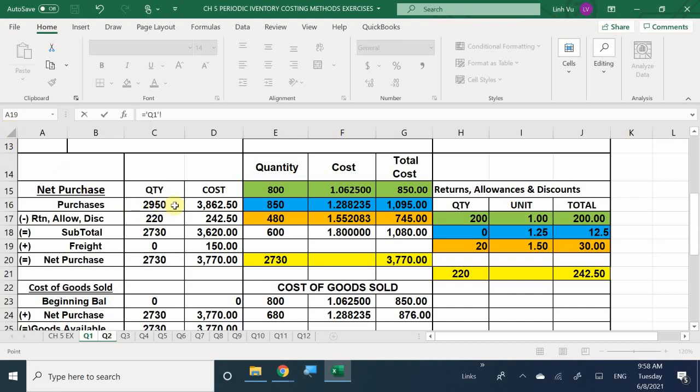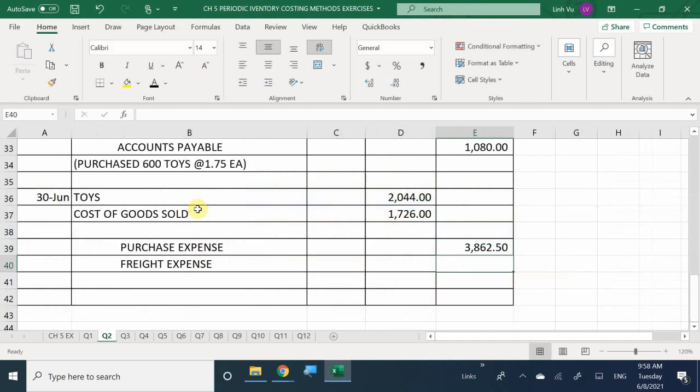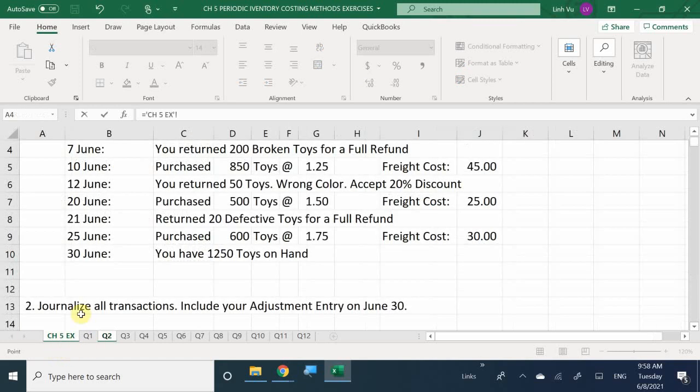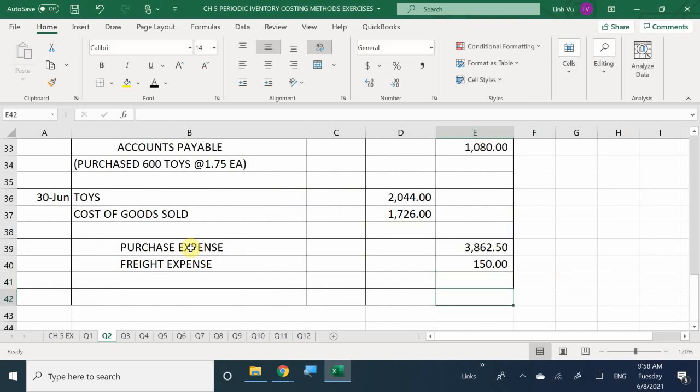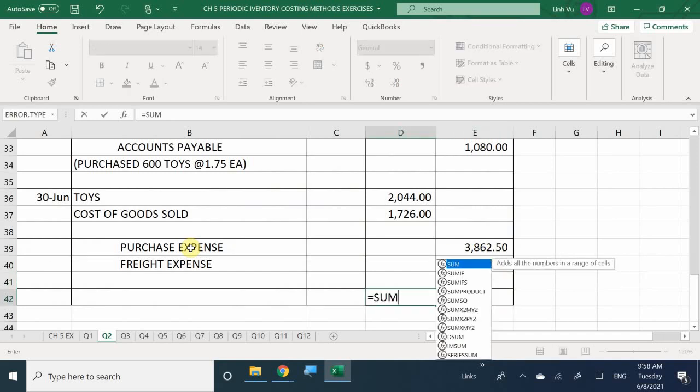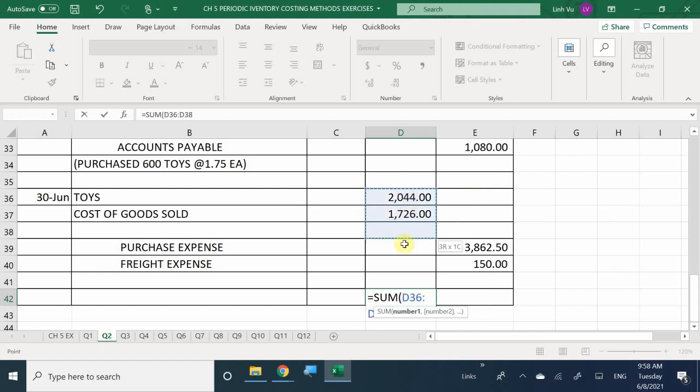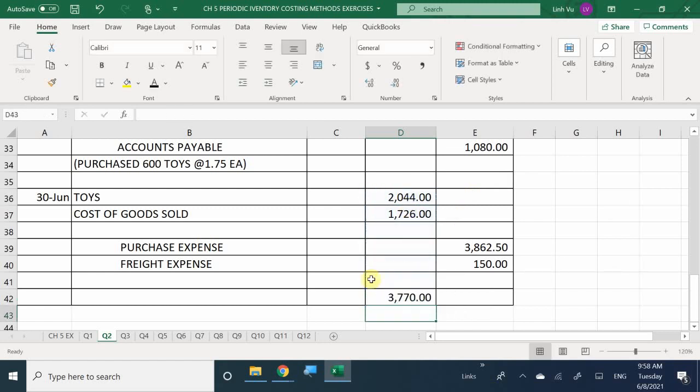What was the total of your original purchases? 3862.50. All right. And then what was your total freight? 150. Okay. So let's throw in my equal sum, just to ensure my total debits match my total credits. I have 3,770 on my left side, and I have 4,012.50. So what am I missing here?